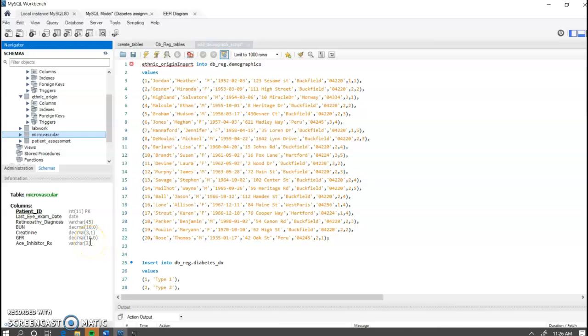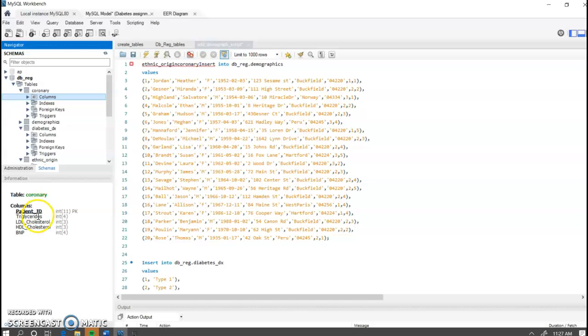And then finally, whether an ACE inhibitor or an ARB is prescribed is also in that table, since use of these blood pressure medications is associated with increased microvascular health, and that may be something that a provider might want to keep track of, to see if in fact that is something that is being prescribed to the patient. I set up the coronary health table, again very similar.